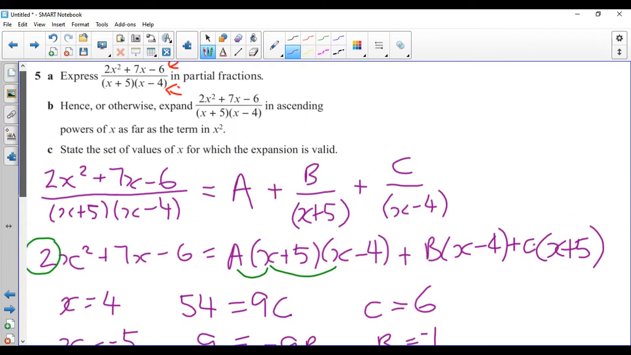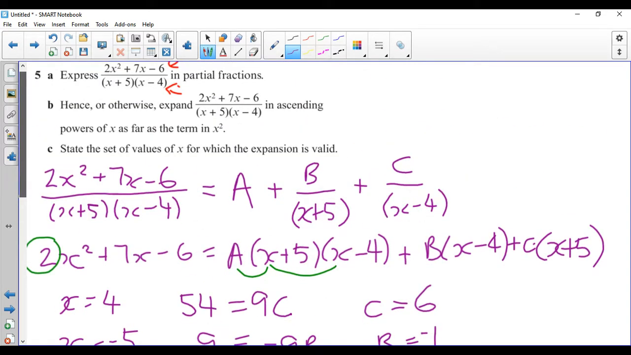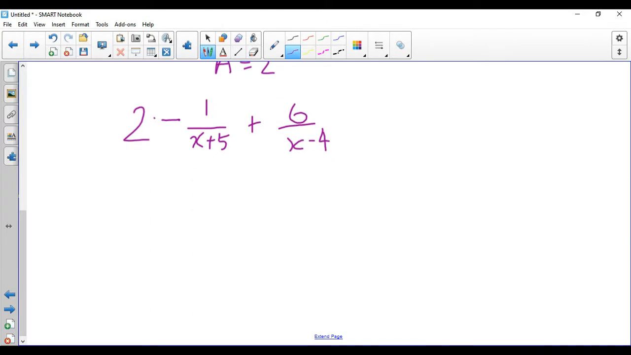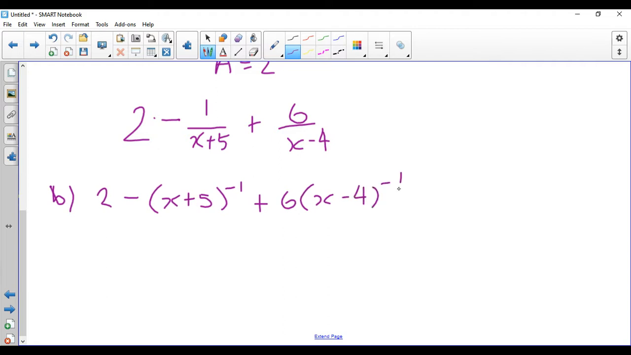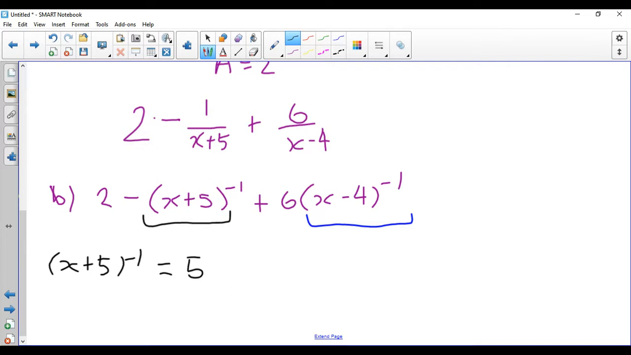But it is, however, asking us for an expansion up to the term in x squared. So if we write this one down, I've got 2 minus x plus 5 to the minus 1 plus 6 lots of x minus 4 to the minus 1. So I'm going to have to expand that one and that one. Okay, so let's start with x plus 5 to the minus 1. And you're thinking, oh, that doesn't look like it normally does, because what we normally do is 1 plus x. So, simple fix: 5 plus x to the minus 1. Write it the other way around.